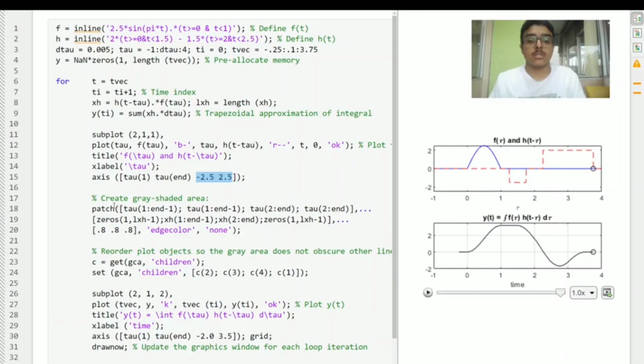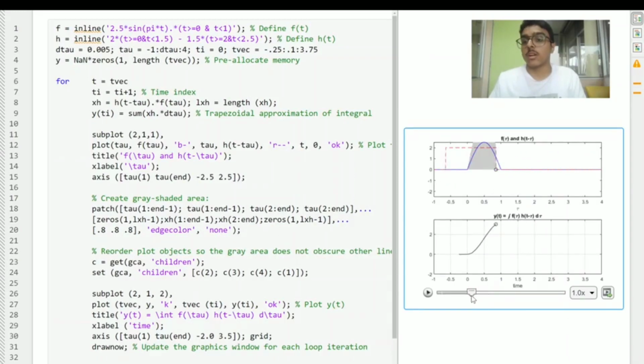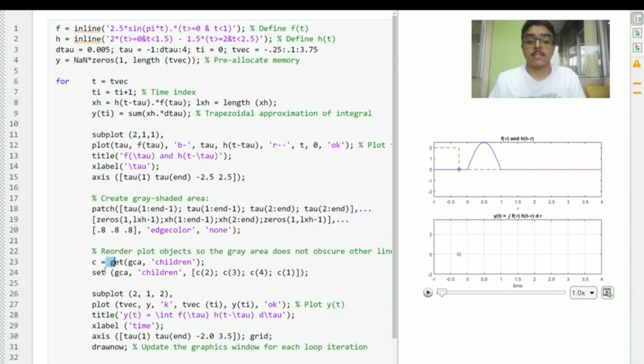And to create the shaded area we use this line of code. What I mean by gray shaded area is this one. As you can see here is the overlapping. See, this is the gray shaded area. And to record plot objects so the gray areas do not occupy each other, we use get and set syntax.